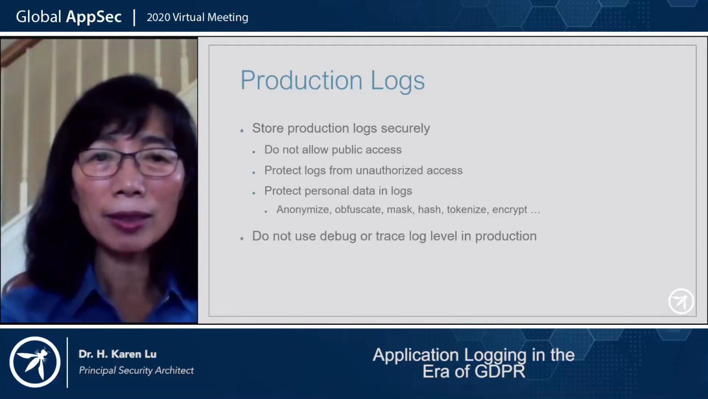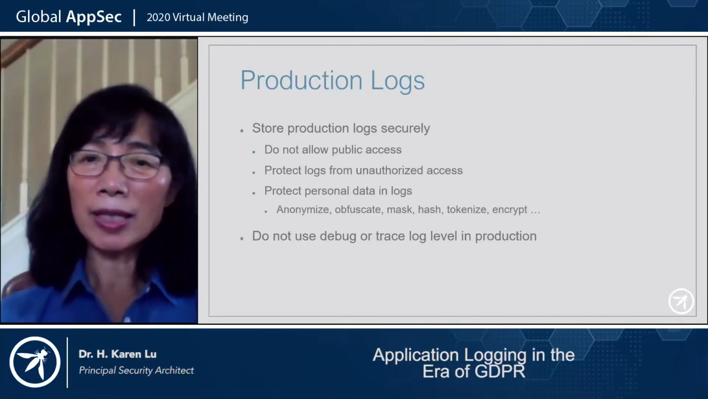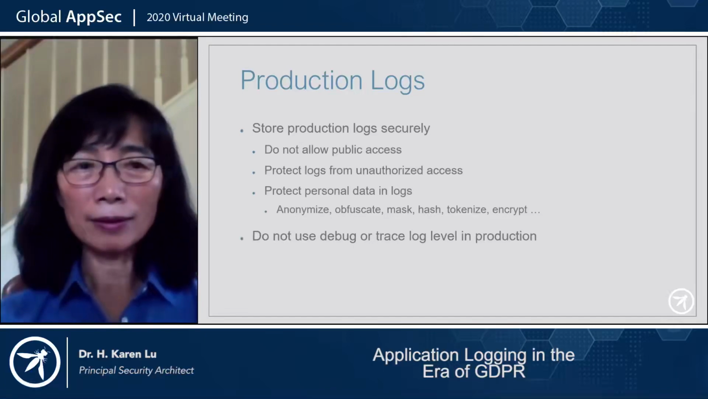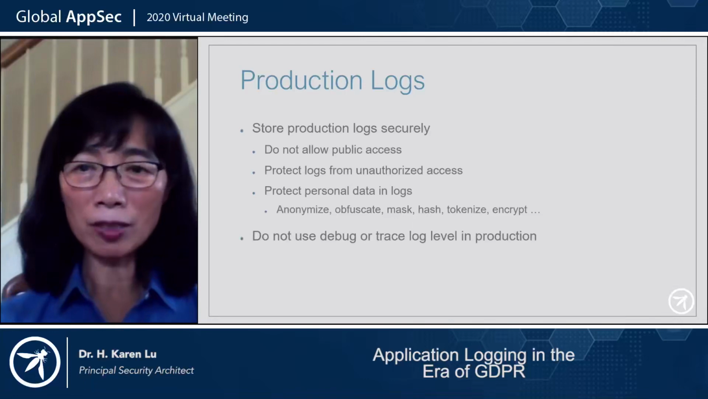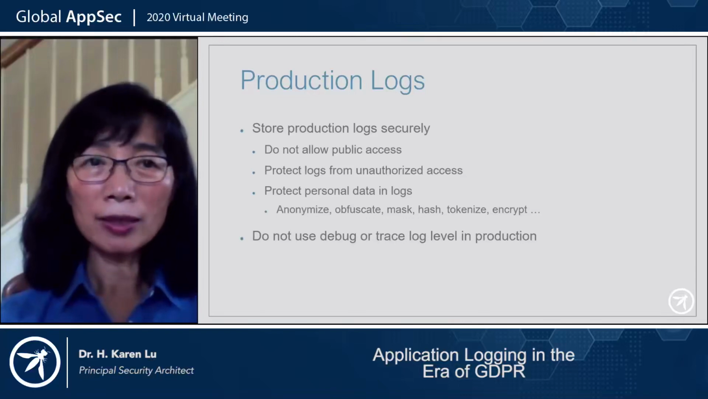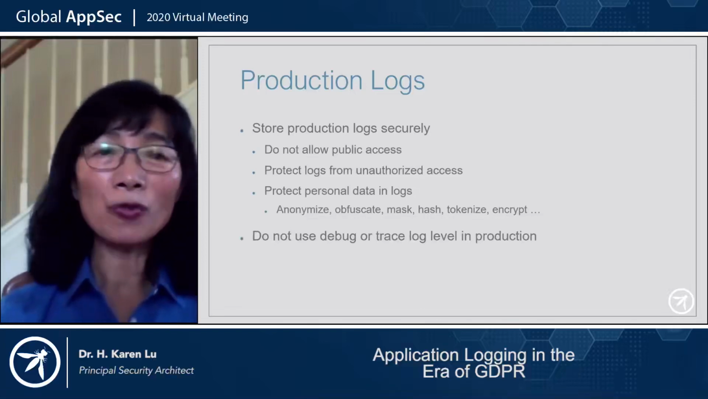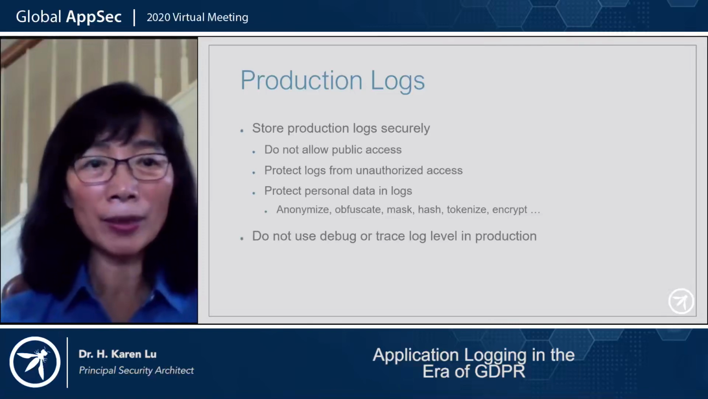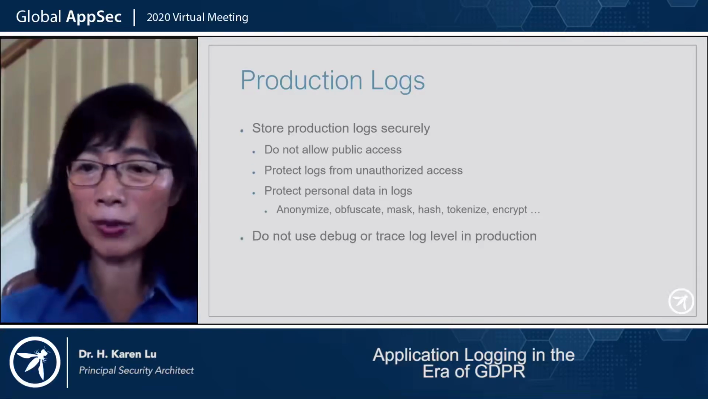Do not use debug or trace log level in production because they reveal too much information about your system and possibly personal data. If you have to, in certain situations, for example, troubleshooting, you may temporarily set it up for a finer debugging level. But you should turn back to the original level as soon as possible.